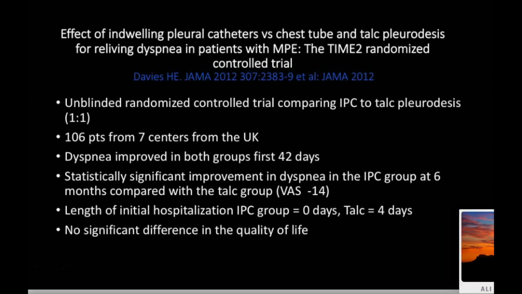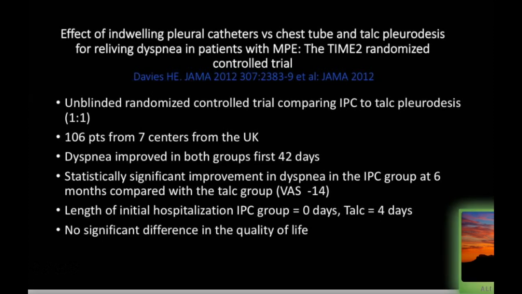The phase of malignancy. In this study, one option was thoracoscopy, and the other option is you could do chest tube or you could do an indwelling pleural catheter. Davies did an unblinded randomized trial comparing indwelling pleural catheters with talc pleurodesis via chest tube, 106 patients, 7 centers in the UK. All of the patients had significant improvement in dyspnea, and there was a statistically significant improvement in the IPC group or pleural catheter group compared to the talc group.